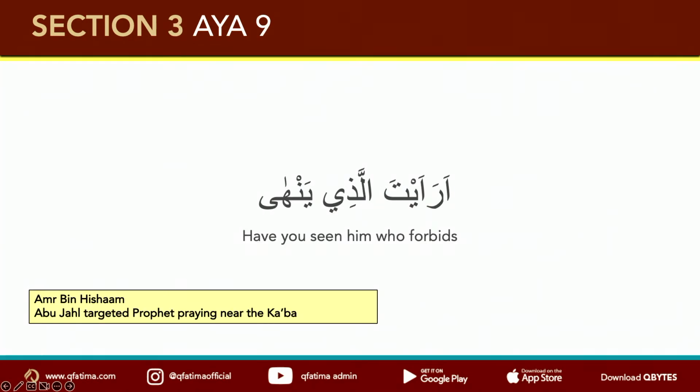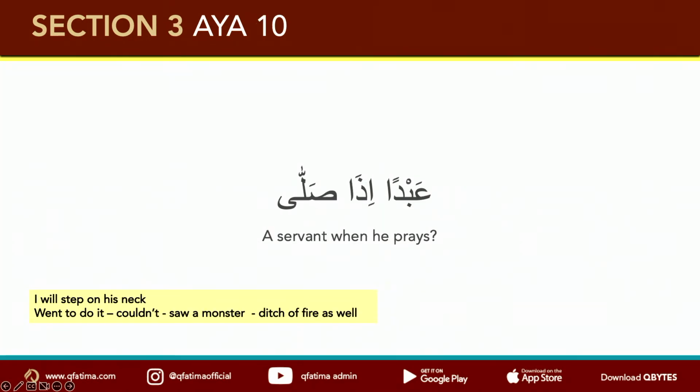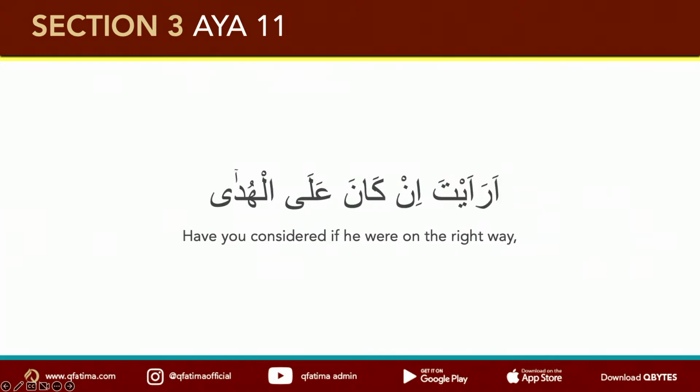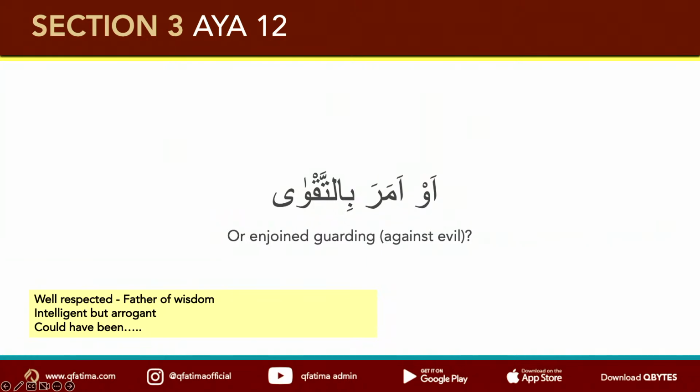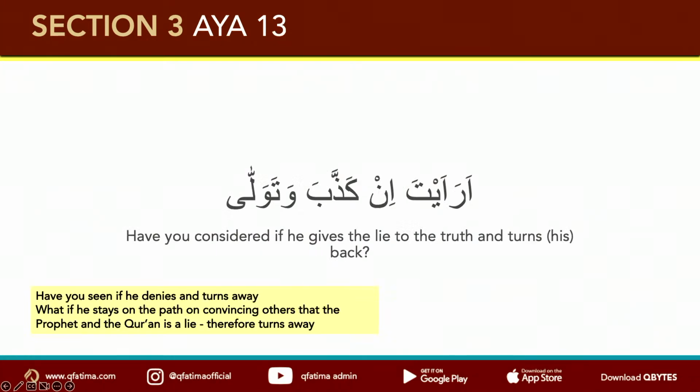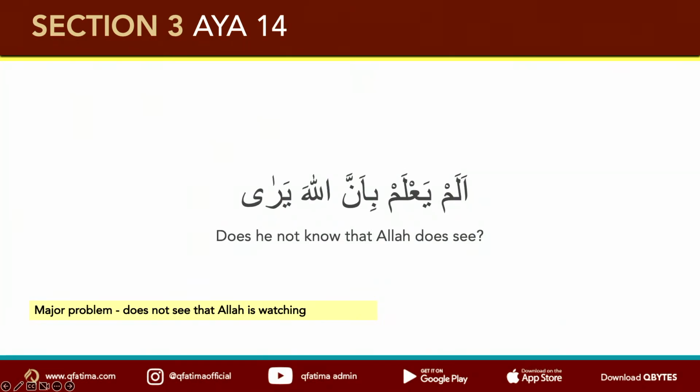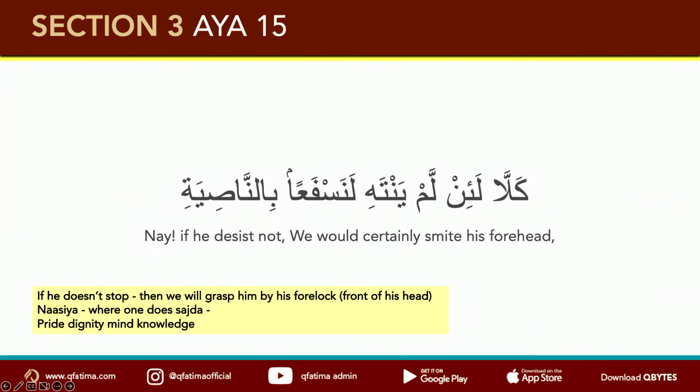Ara'ayta alladhi yanha, you've got ra'a again, which is Basir. Abdan idha salla, you've got a servant when he prays. Ara'ayta in kana 'alal huda, how about hidayah? Have you got Al-Hadi somewhere? 94. Well done. Okay. So you've got Hadi. Aw amara bit-taqwa. Ara'ayta in kadhdhaba wa tawalla. Alam ya'lam bi-anna Allaha yara. You've got those names covered.